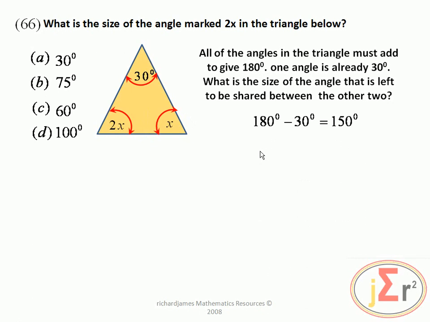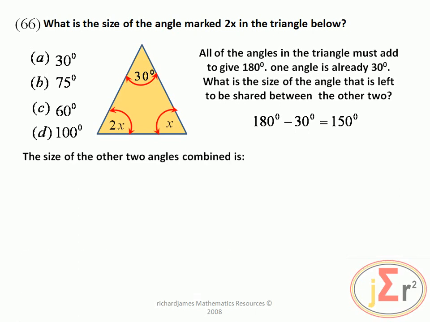180 degrees minus 30 degrees is equal to 150 degrees. Why do we do that? All of the angles in the triangle must add to give 180 degrees. One angle is already 30 degrees, so we know that 30 degrees already. What is the size of the angle that is left to be shared between the other two? We take 30 from 180, and the result is 150 degrees.